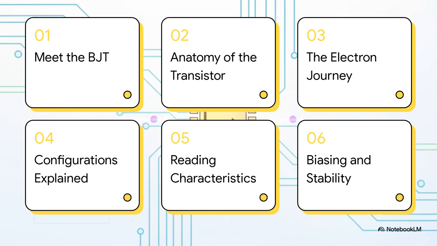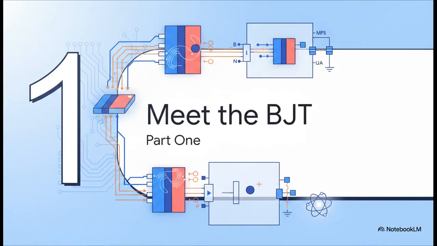Here is our cognitive roadmap for today. First, we'll meet the BJT. Then we'll look at the anatomy of the transistor, follow the electron journey, get configurations explained, read the characteristics, and finally cover biasing and stability. Section 1. Meet the BJT.